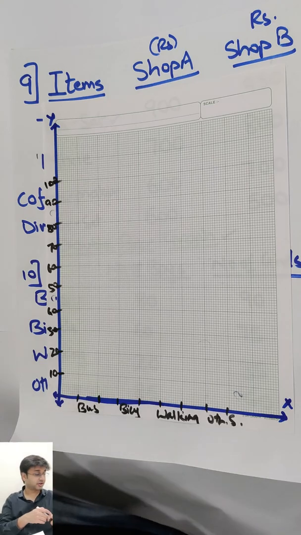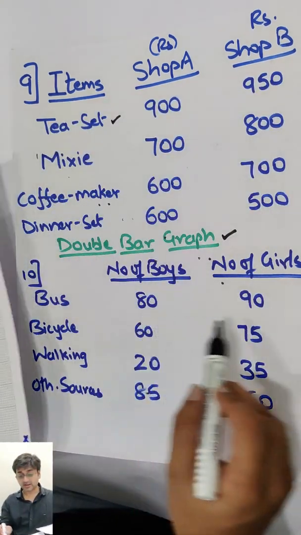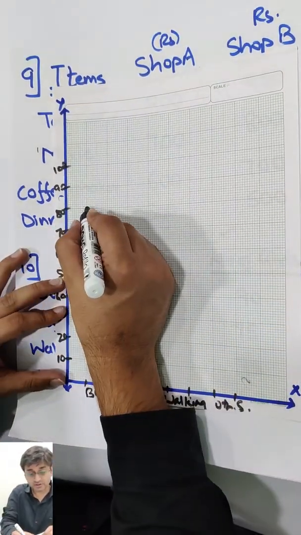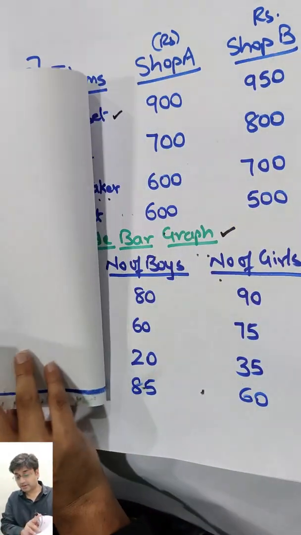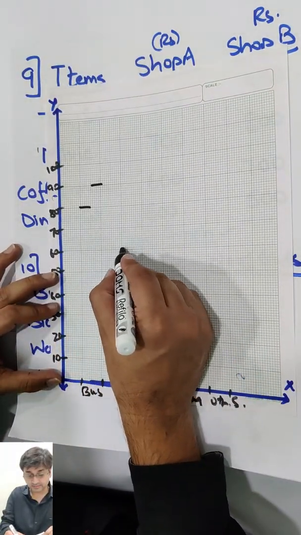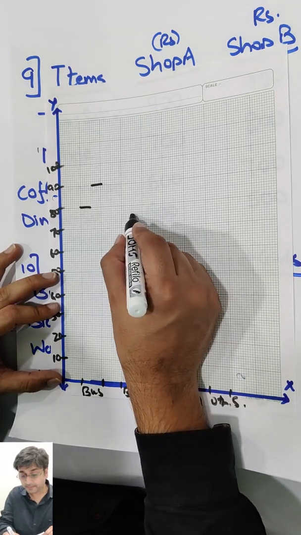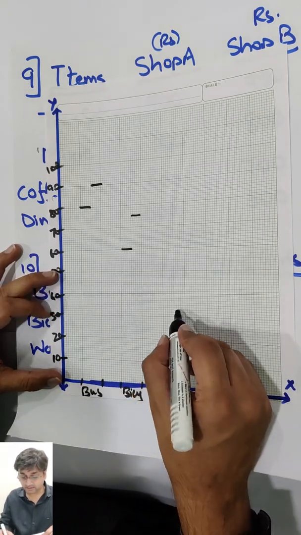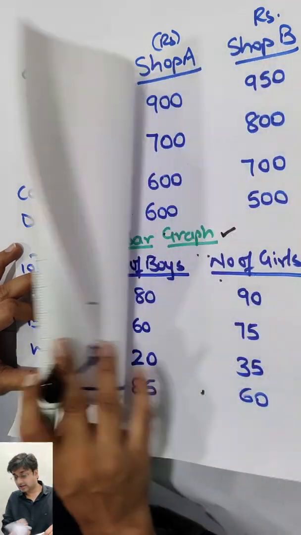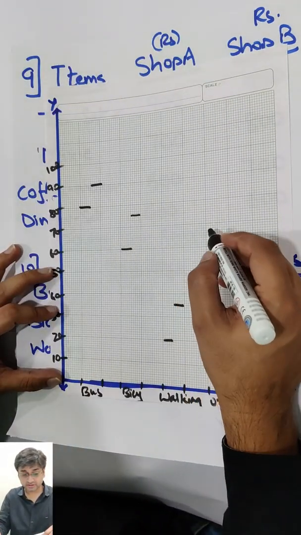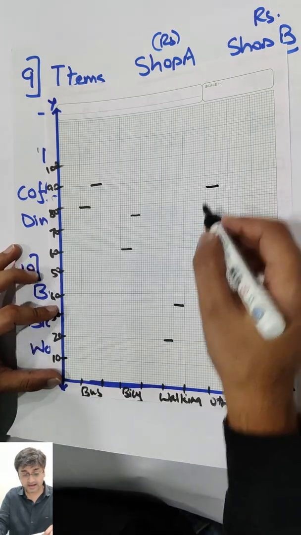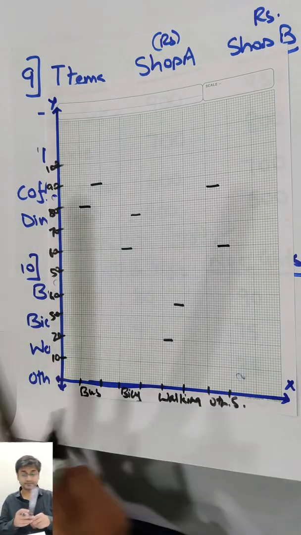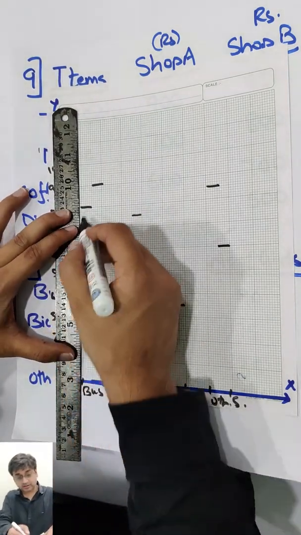Now for the third part, let's draw the bar or the calibrated marks. So 80, 90 for bus. So bus first one is 80 and 90. Next one 60, 75. The next one 20 and 35. And the last one 85, 60. So for other sources 85 and 60. There's a big gap over here, 85 and 60, the last item. Let's draw the bars. So my third part will be done.